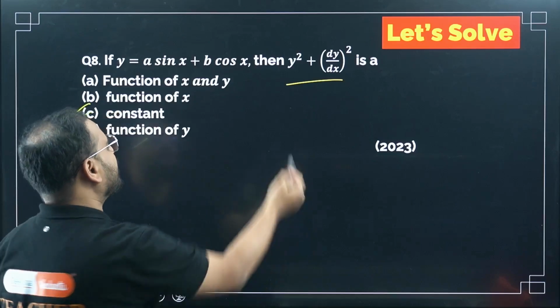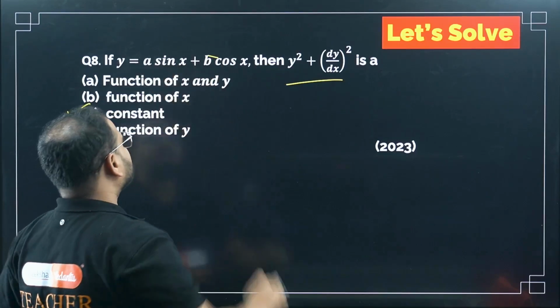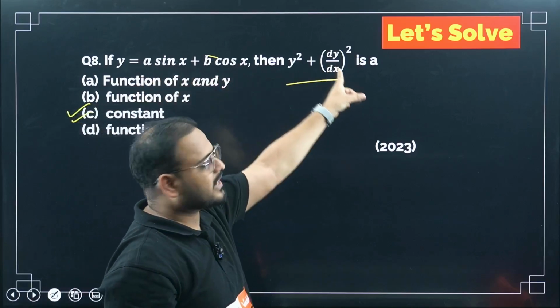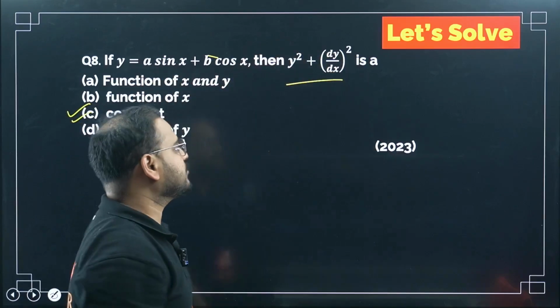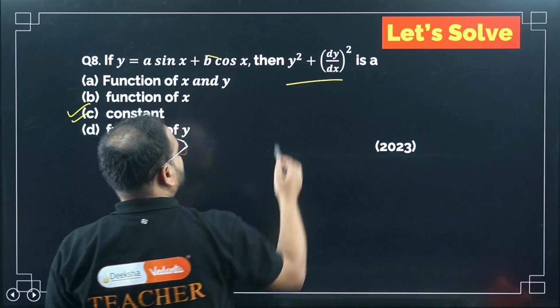The answer is simple, a constant. Check here. If you do y square, you'll get a whole square. If you do the second derivative also, you'll get another whole square. So that will make some constant. Let's see how. So let's do the first derivative.